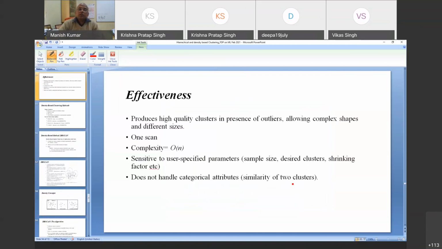Effectiveness is very good, since it is also order of n, just one scan of the data points is sufficient to handle the clustering part. So this is what we have. Obviously it is sensitive to the user defined parameters: sample size, desired clusters, and shrinking factor. These 3 are user defined, so you have to be very careful regarding that. Okay.